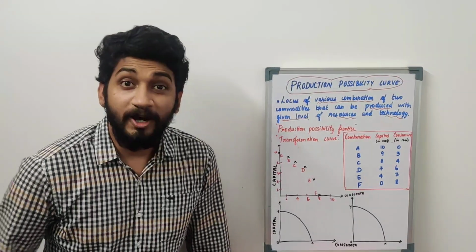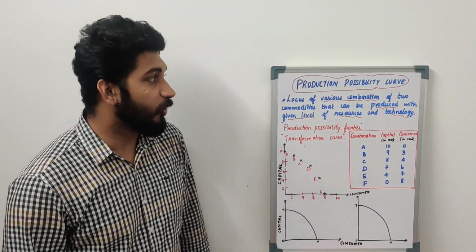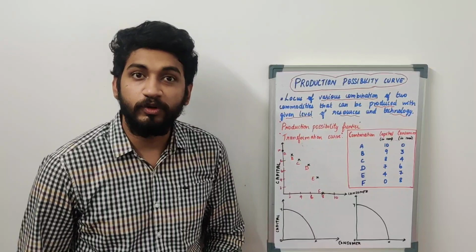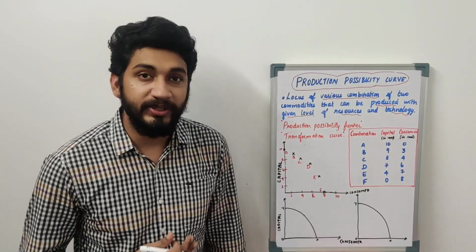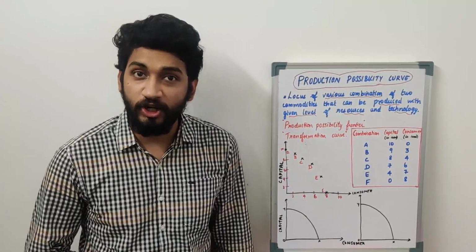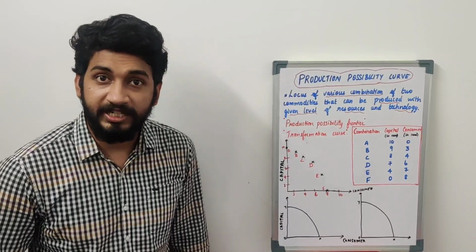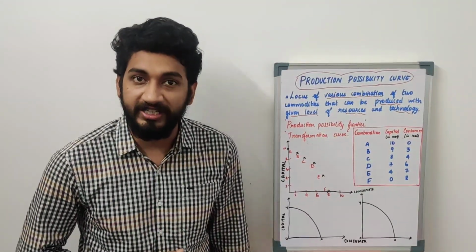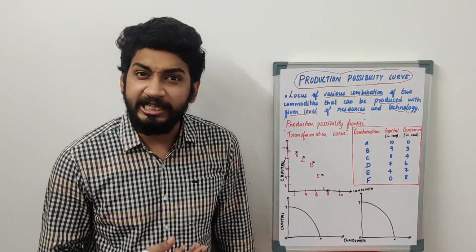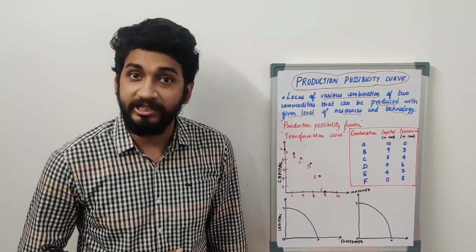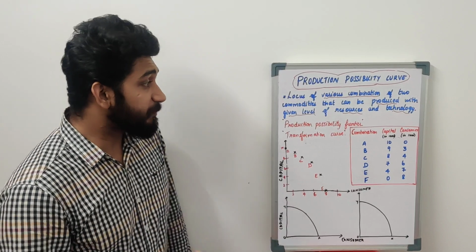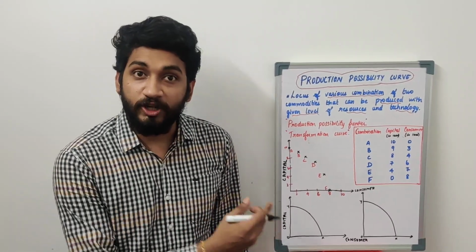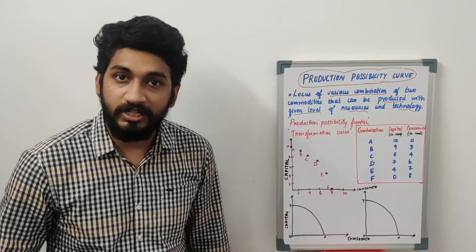Hello everyone. Production possibility curve is a locus of various combinations of two commodities that can be produced with a given level of resource and technology. It is a graphical representation of the number of goods that can be produced for two different commodities. Production possibility curve explains the basic problem of the society. It is also called the production possibility frontier or transformation curve.